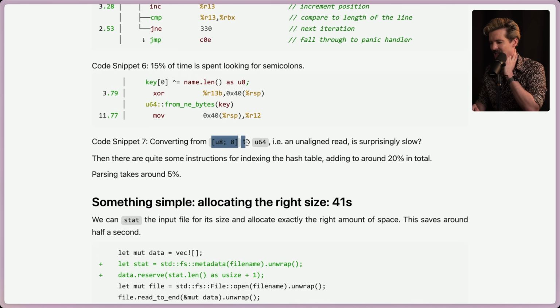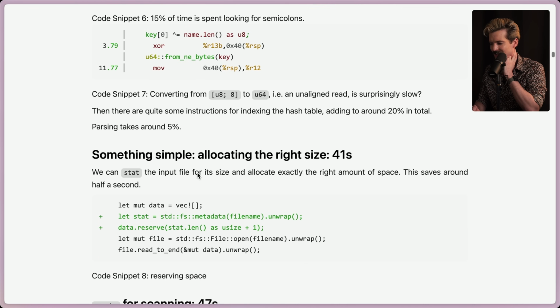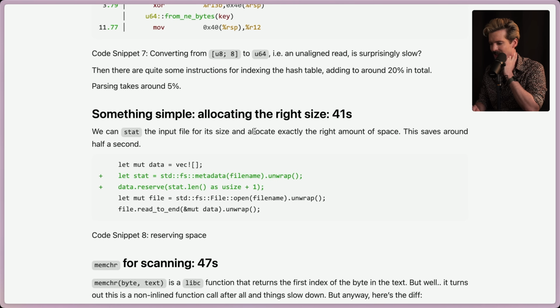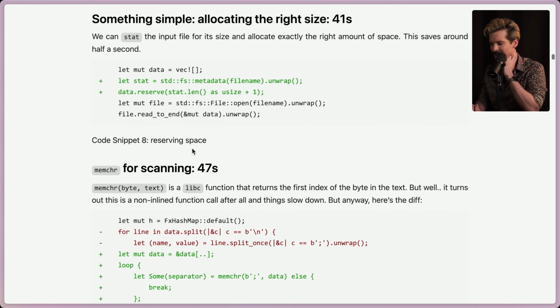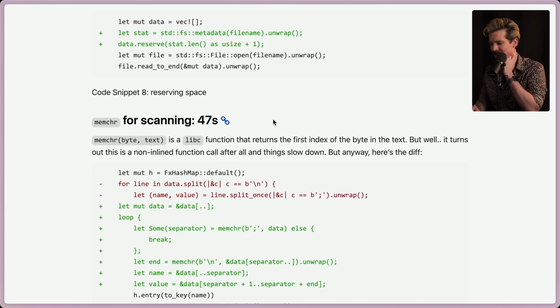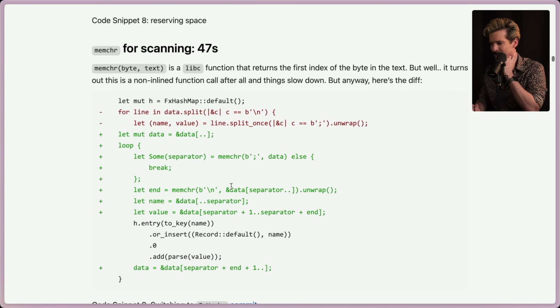So the U8 to U64 is an unaligned read and it's surprisingly slow. Allocating the right size: you can stat the input file for its size and allocate exactly the right amount of space. This saves about half a second. This looks like it went up in time. But well, it turns out this is a non-inline function call, and after that, all things slow down.